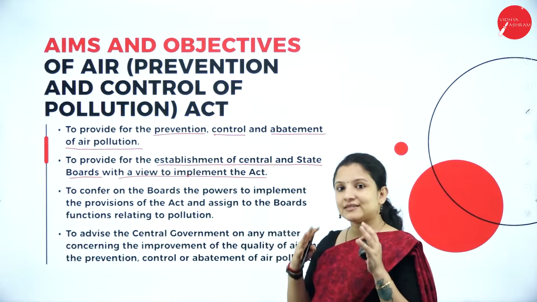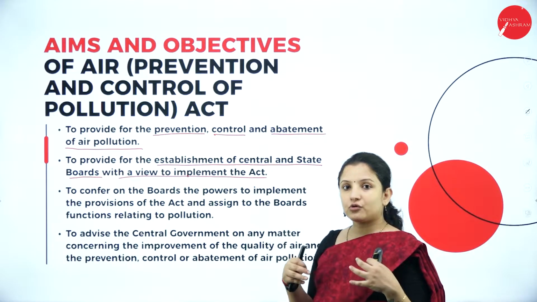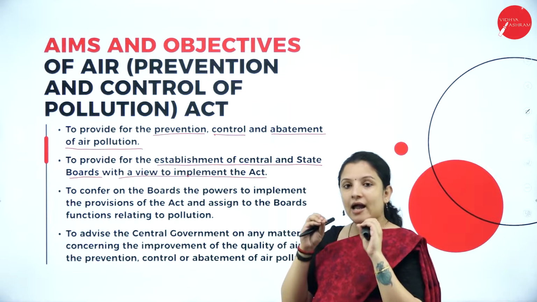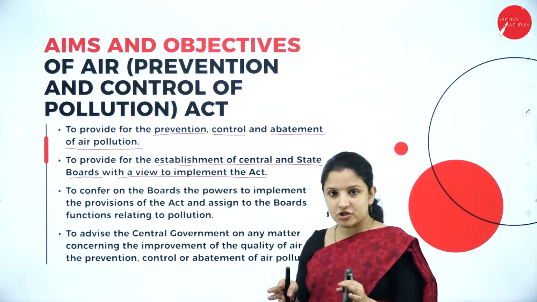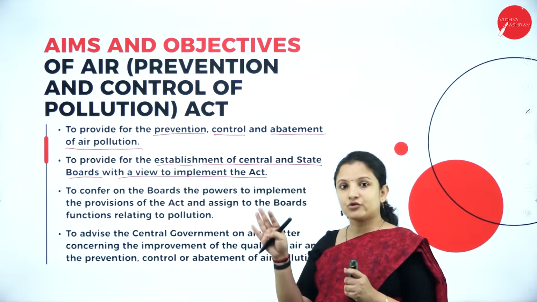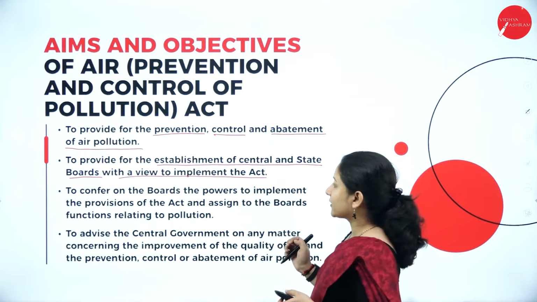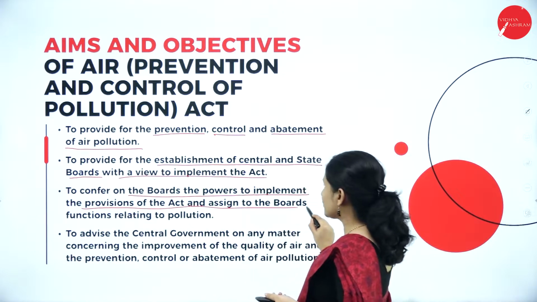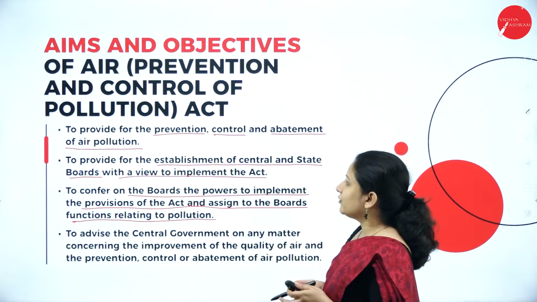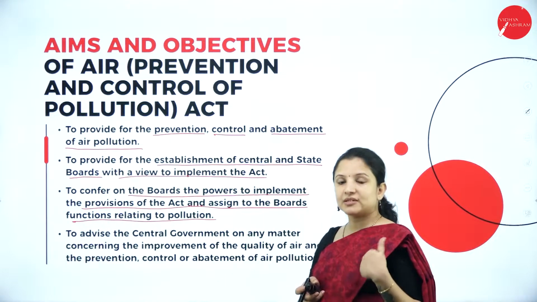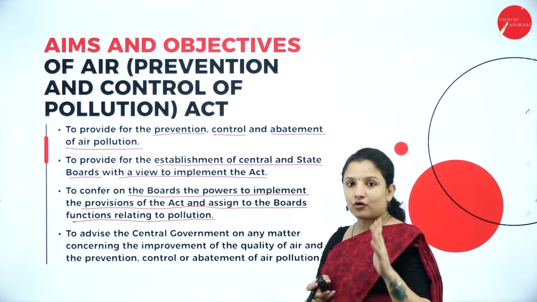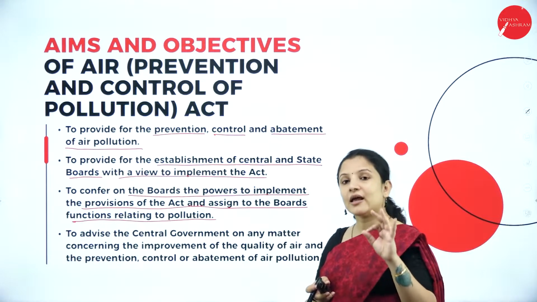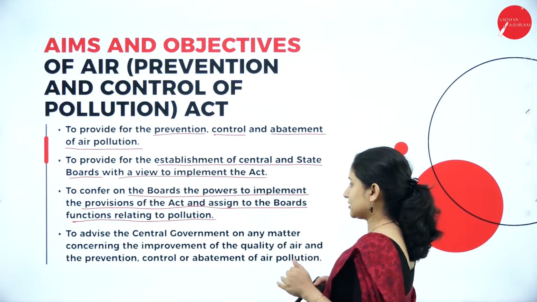The function of the Central Pollution Control Board and the State Pollution Control Board is to make sure that in their area, be it in the center or in the state, the act is being implemented. People are being punished accordingly for the pollution that they create to the air. It confers on the boards the powers to implement the provisions of the act and assigns to the boards functions relating to pollution. Whatever pollution control boards have been set up in the central and state government are given full authority to make sure that the laws are implemented and people follow the act, and they can punish them according to the offense they have made.